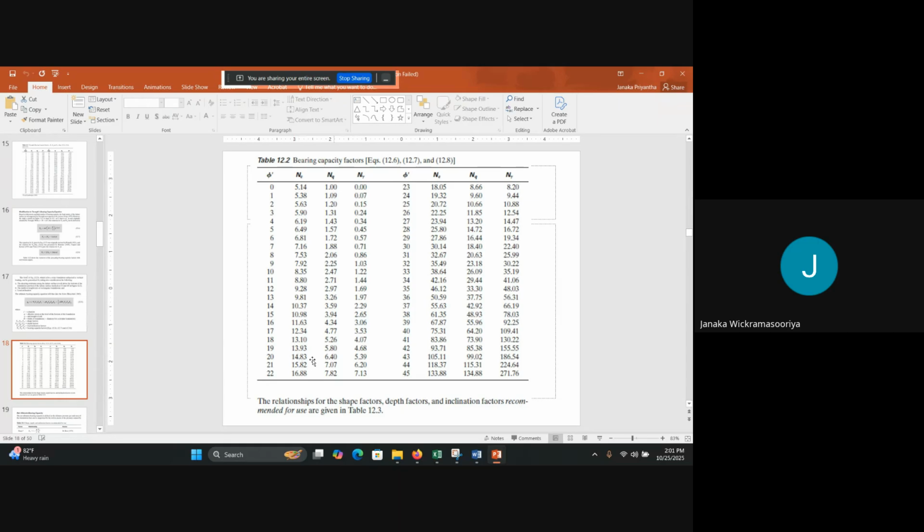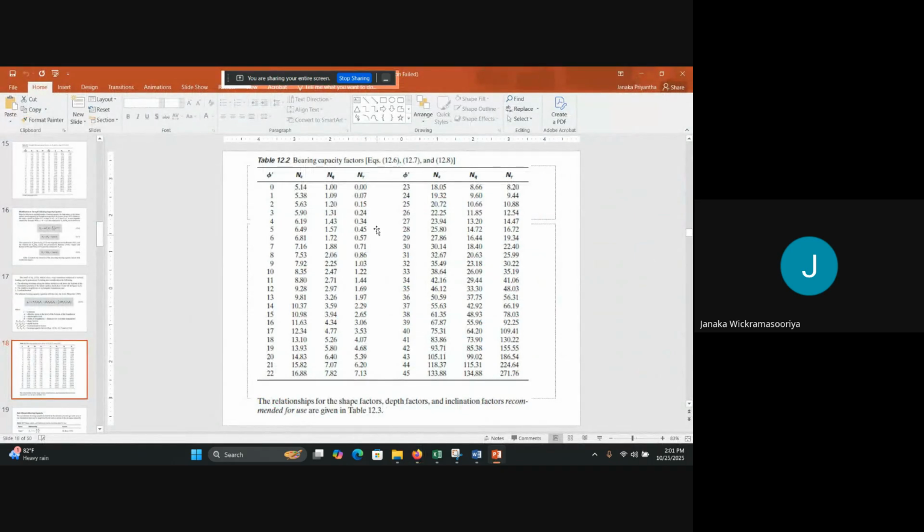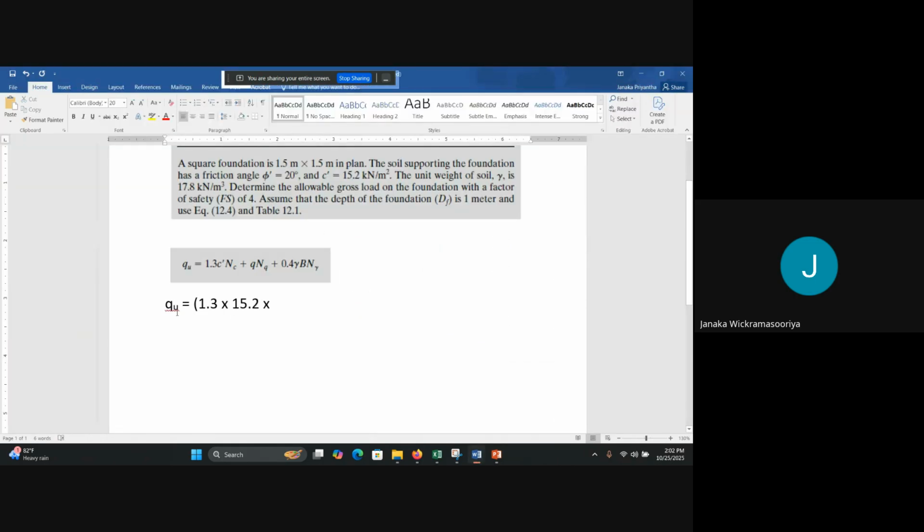You might have referred to this table. That is wrong, right? This is for the equations 12.6, 12.7, and 12.8. However, whoever the student who has replied to me, thank you for your reply, but you have used this table, not this one. You will have to use this one for the equations 12.3 and 12.4. Therefore, phi dash equals 20, then we will have these values: 17.69. Okay, sir.